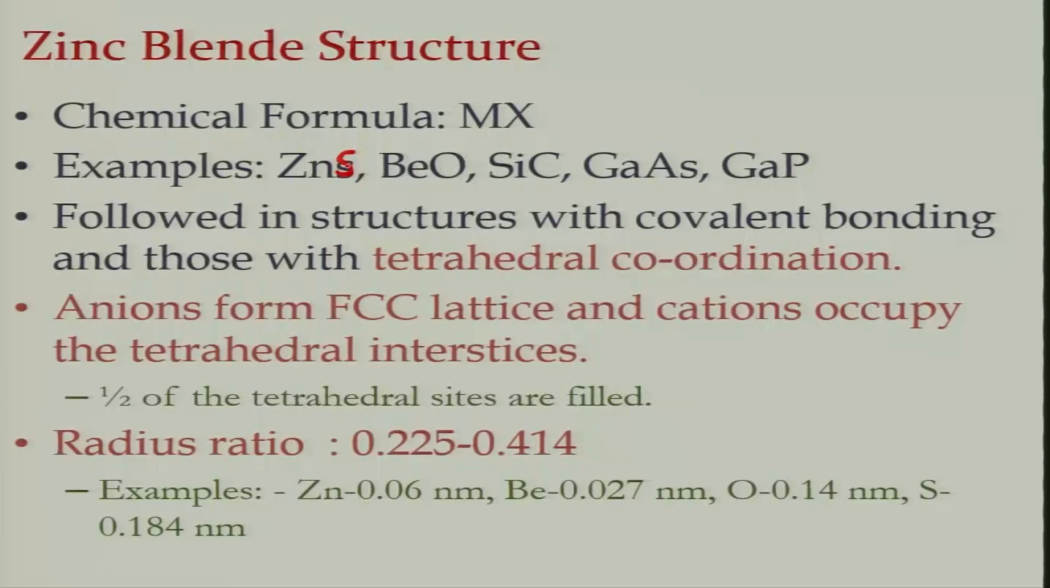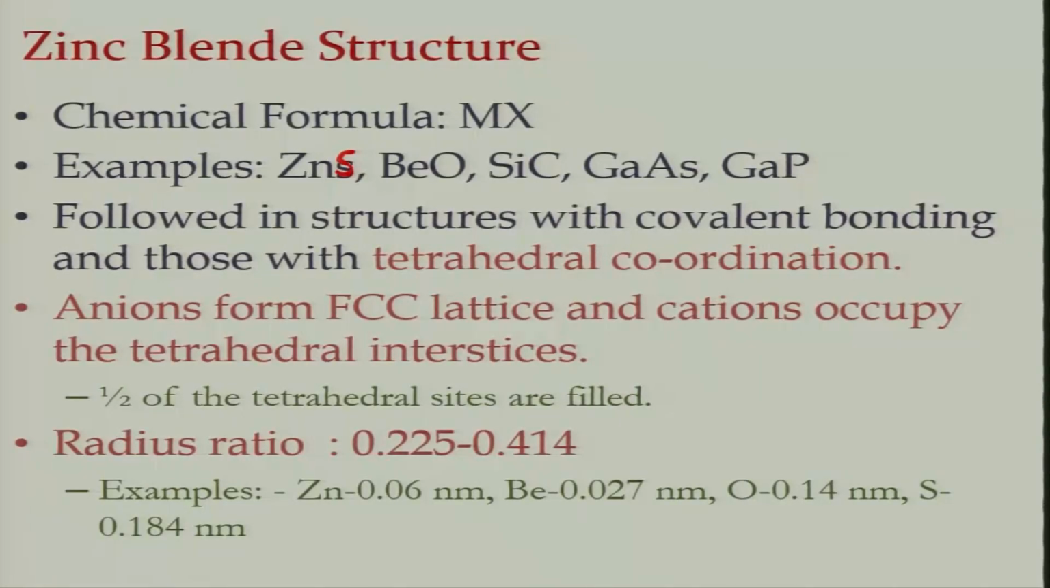Generally this is followed in materials with covalent bonding, where you have tetrahedral coordination of atoms. Here anions form the FCC lattice, whether it is sulfur or oxygen or anything else, and the cations occupy the tetrahedral interstices. As a result, only 50% of the tetrahedral sites are filled, because in an FCC lattice you have 2 tetrahedral sites for every atom, and stoichiometry is 1:1. Given that the stoichiometry is 1:1, to satisfy the bond strength the anions must also be tetrahedrally coordinated.